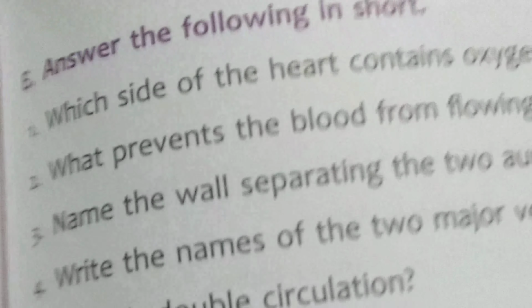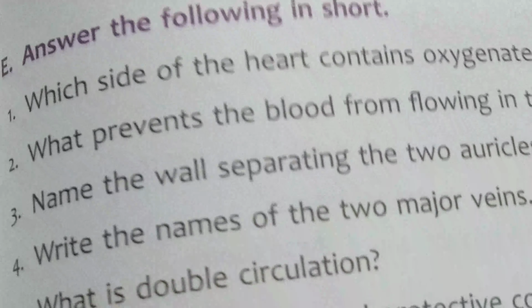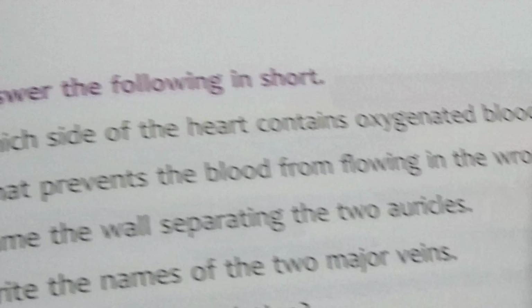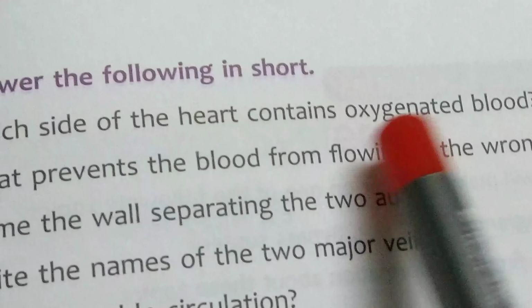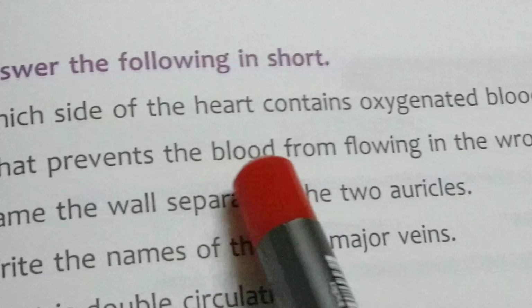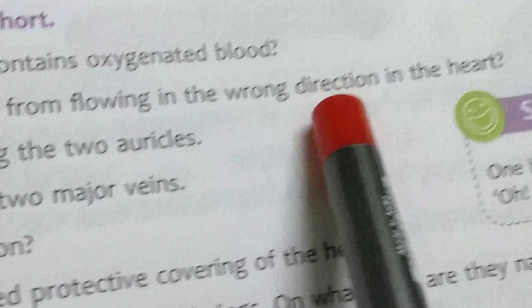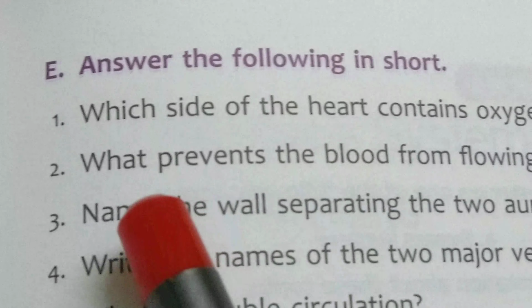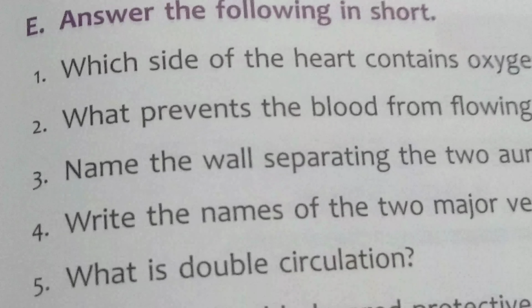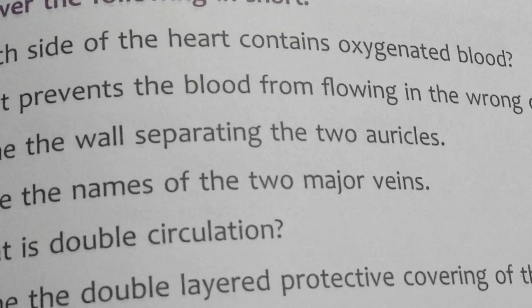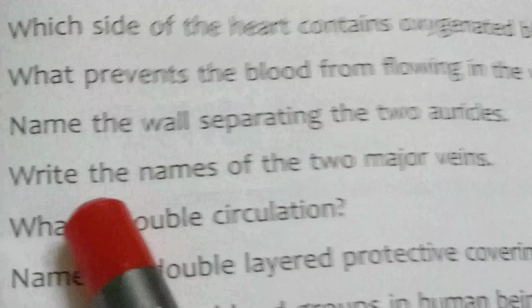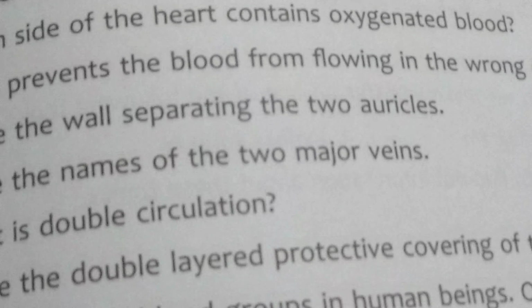Next, answer the following in very short. Which side of the heart contains oxygenated blood? The left side of the heart contains oxygenated blood. What prevents the blood from flowing in the wrong direction in the heart? Valves prevent the blood from flowing in the wrong direction. Name the wall separating the two auricles: interauricular septum. Write the names of the two major veins.